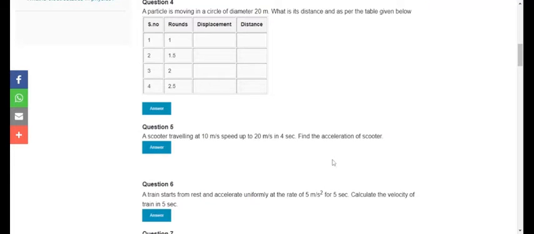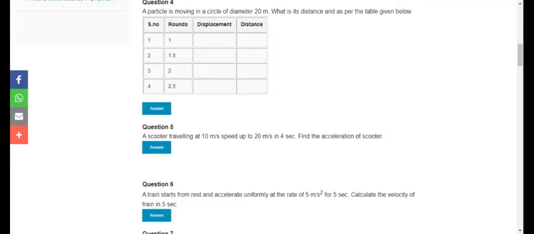So let's begin. Hello students, as you can see on your screen, question number 4: a particle is moving in a circle of diameter 20 meter. What is its distance and displacement? As per the table below, you have to make a note. Suppose in serial number 1, the particle is moving around a circular path and it completes one round. When it completes one round, what will be its displacement and distance?